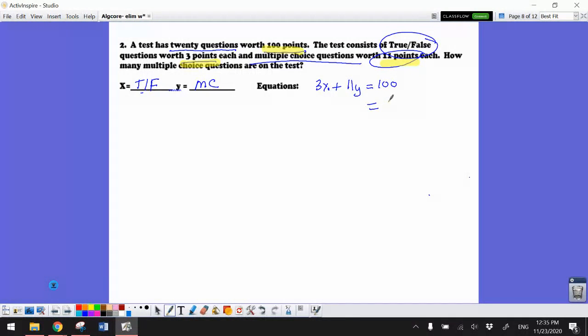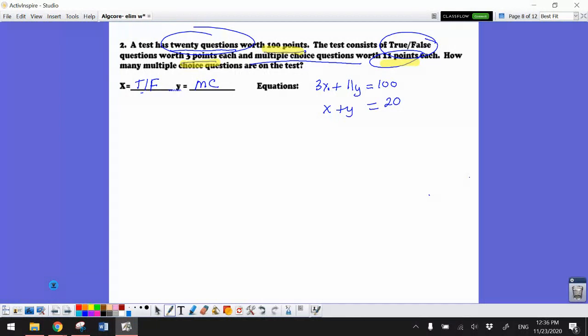So the other equation has to deal with the other total, which is the 20. So they didn't give me any other numbers, did they? If they give me no other numbers, the equation has to be x plus y. It's multiple choice and true, false, so we have no idea how many. It's x plus y, or 1x plus 1y.